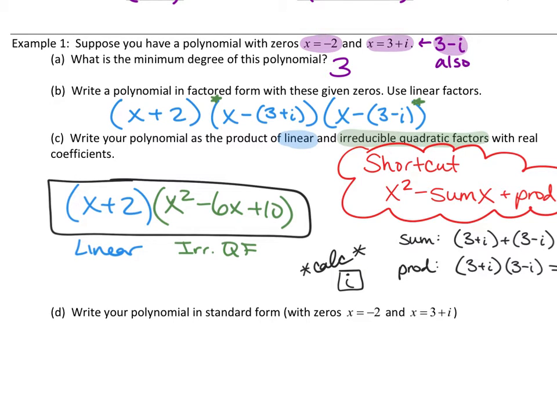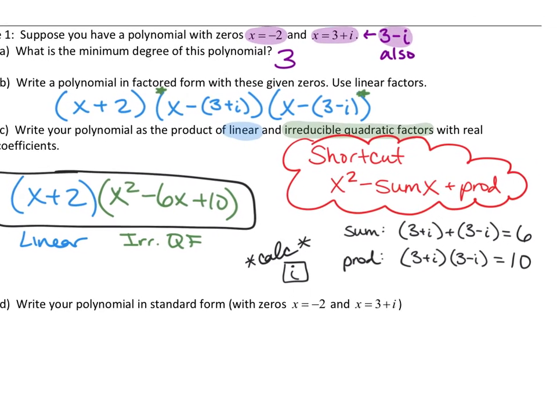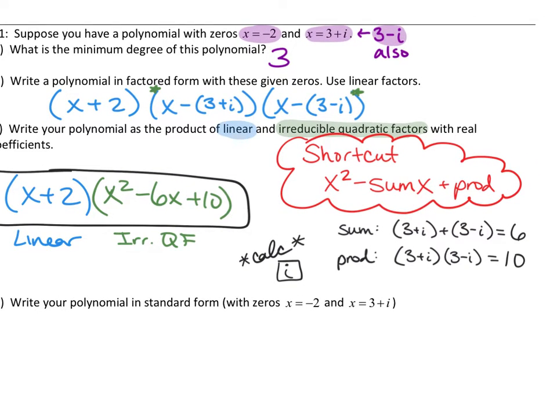Again, I just took a shortcut here when I'm multiplying those polynomials together. I'm going to use this subtraction of the sum and then add the product.